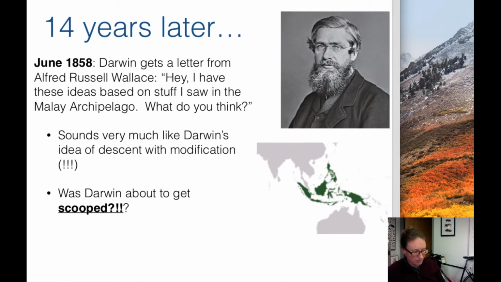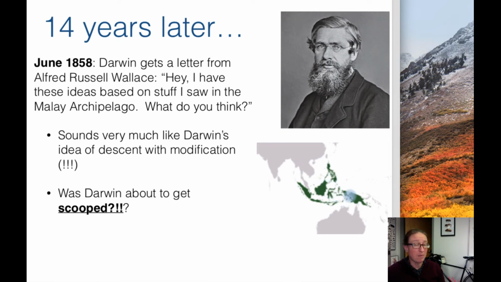Okay, so a good 14 years later, Darwin's corresponding with other natural historians, and he got a letter from his buddy Alfred Russel Wallace. Alfred Russel Wallace had gone on a similar expedition in the Malay archipelago. That's here, between Australia and Asia.